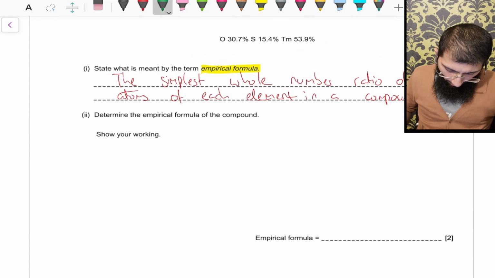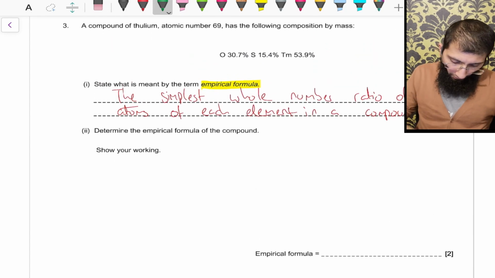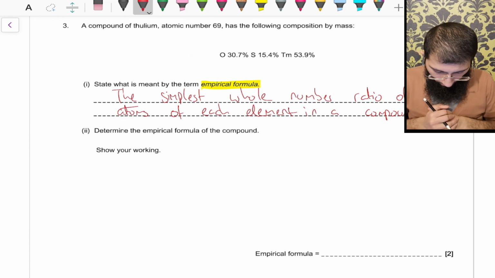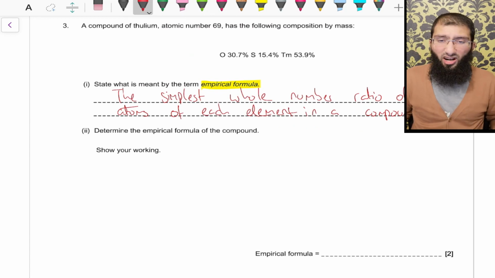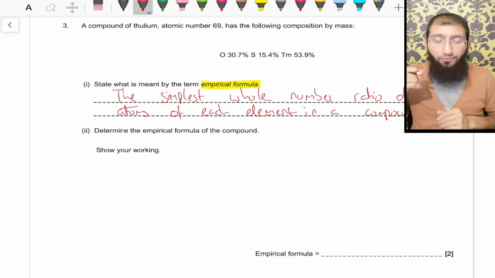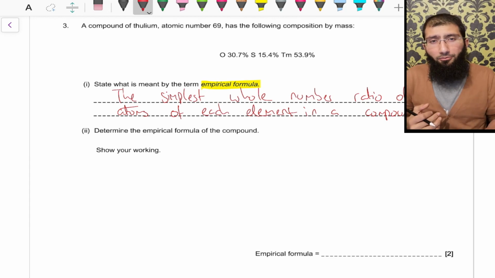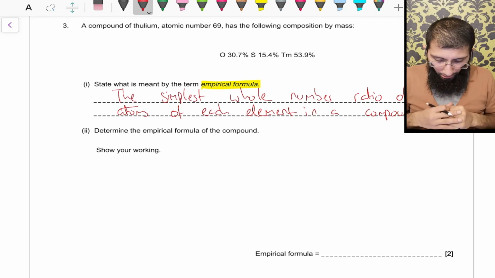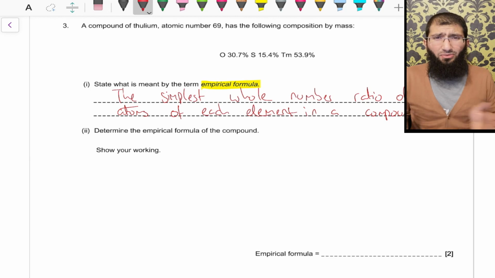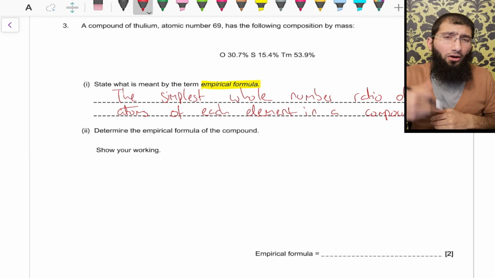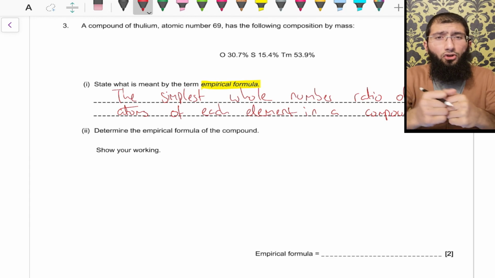Okay, so determine the empirical formula of the compound. Show your working, and this is worth 2 marks. So let's have a look. We've been given percentages. We've been given 30.7% of oxygen, 15.4% of sulfur, and the rest of which is thulium. To work out what the empirical formula is, we need to work out the moles. To work out the moles, we're going to do mass divided by MR. However, we're not given the mass, we're given the percentage. So what can we do?